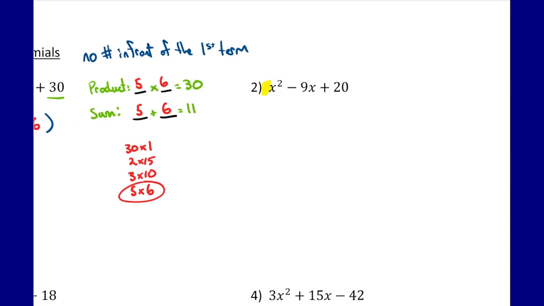For the next one, right? So the product, two numbers that multiply to give us 20, and they must add to give us -9. So this one's a little bit more challenging. Because we have to add to a negative number but multiply to a positive, chances are both of our numbers are going to be negative.